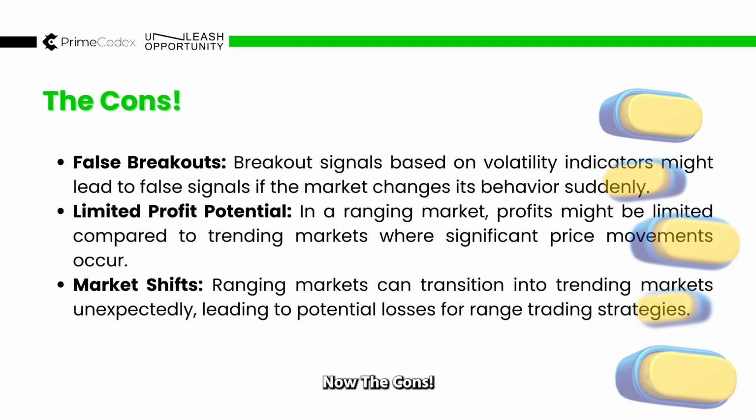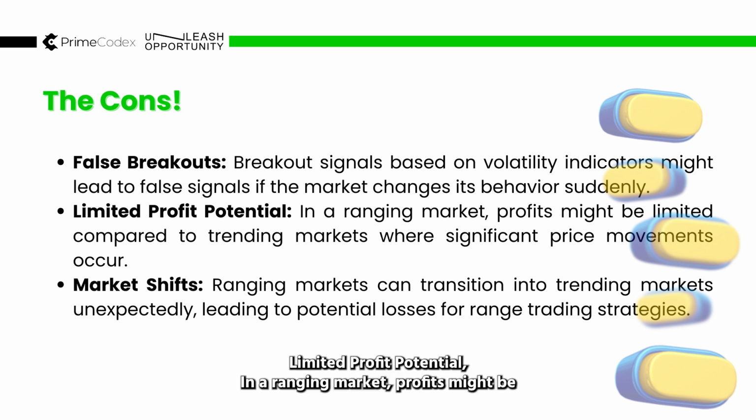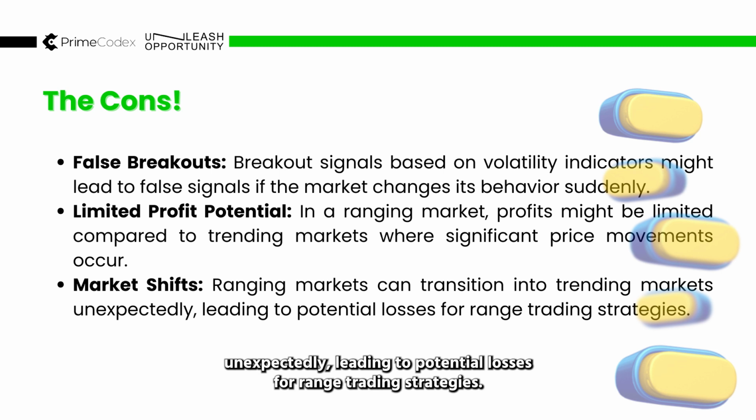Now, the cons. First is false breakouts. Breakout signals based on volatility indicators might lead to false signals if the market changes its behavior suddenly. 2. Limited profit potential. In a ranging market, profit might be limited compared to trending markets where significant price movement occurs. Third, market shifts. A ranging market can transition into a trending market unexpectedly, leading to potential losses for range trading strategies.